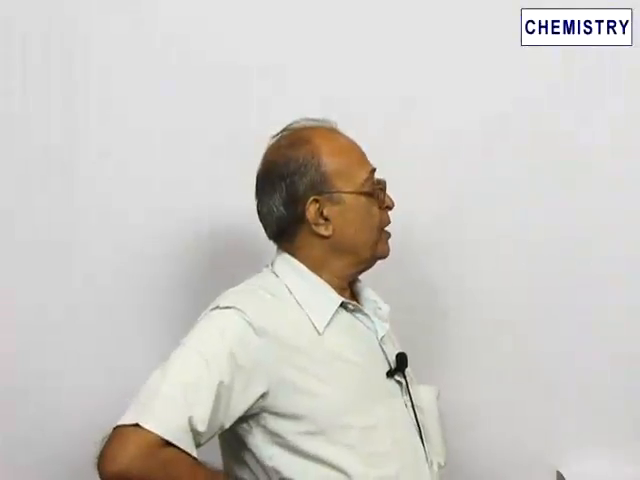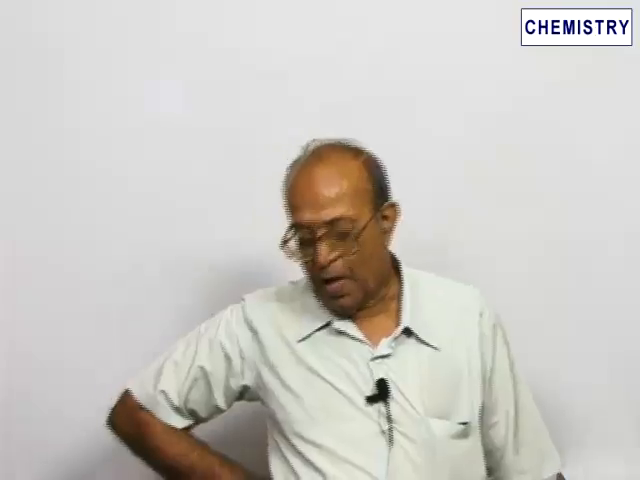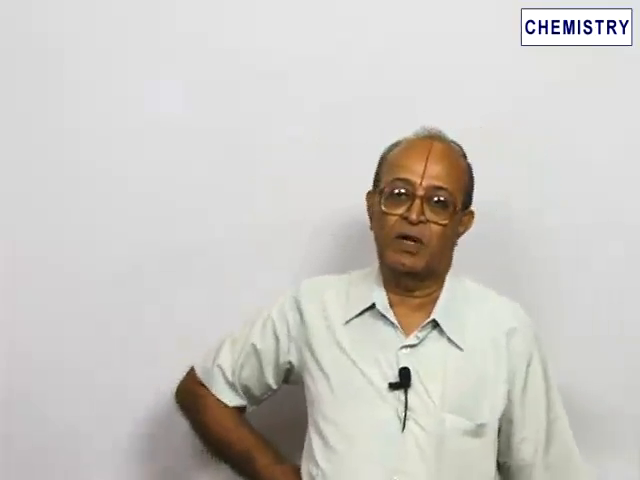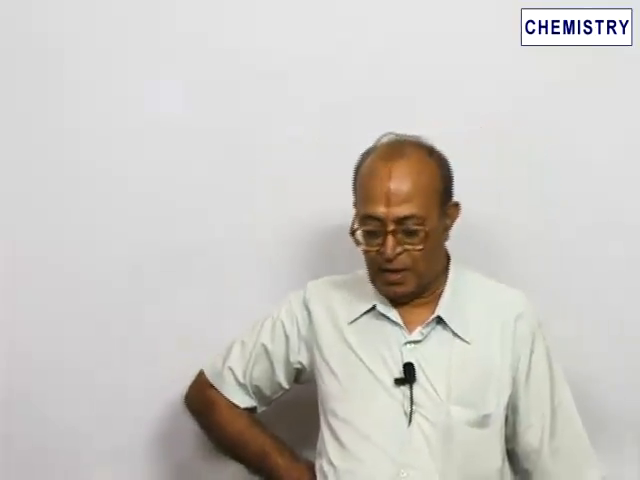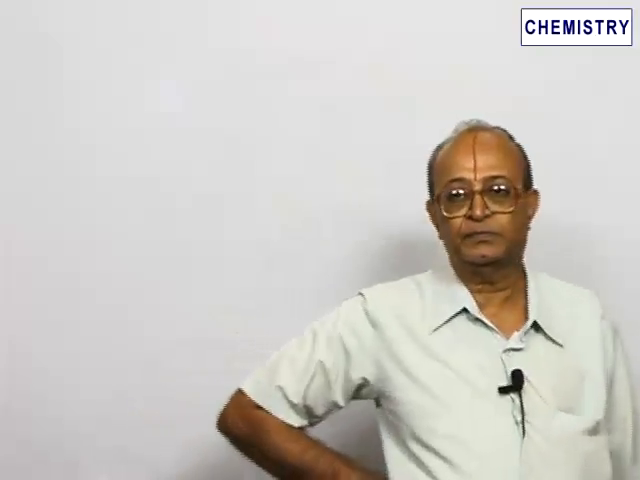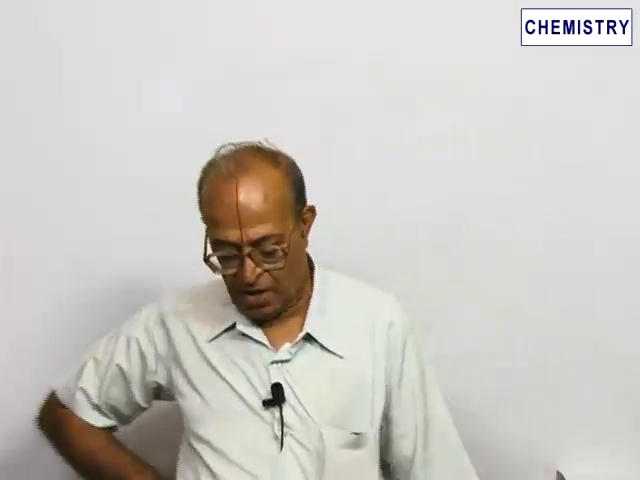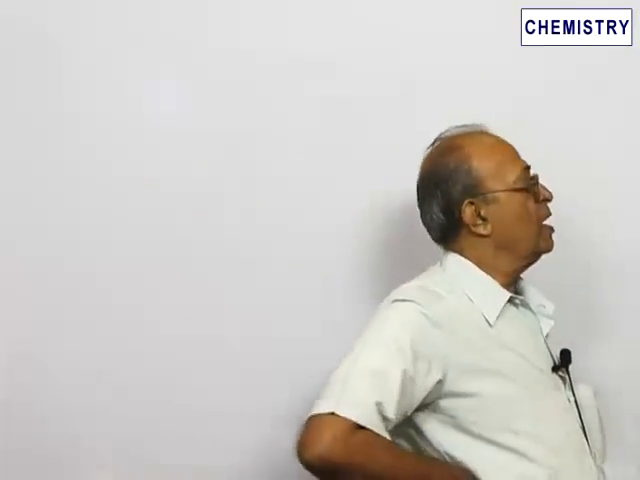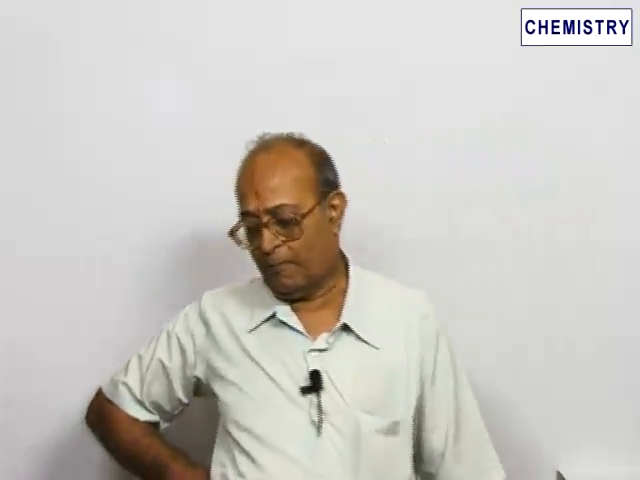Now let us consider this problem, namely, how many unpaired electrons are present in chromium and copper? How many unpaired electrons are present in chromium and copper?